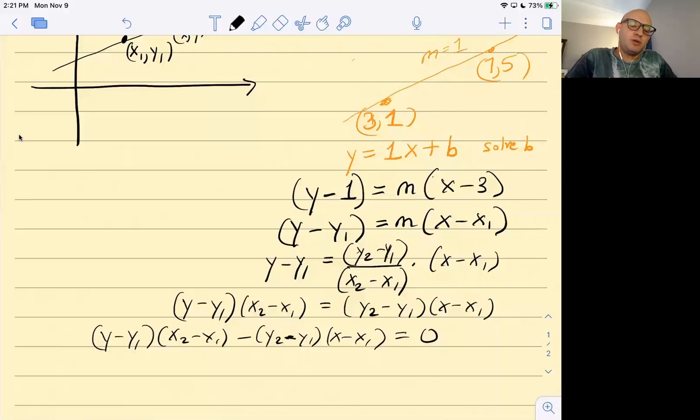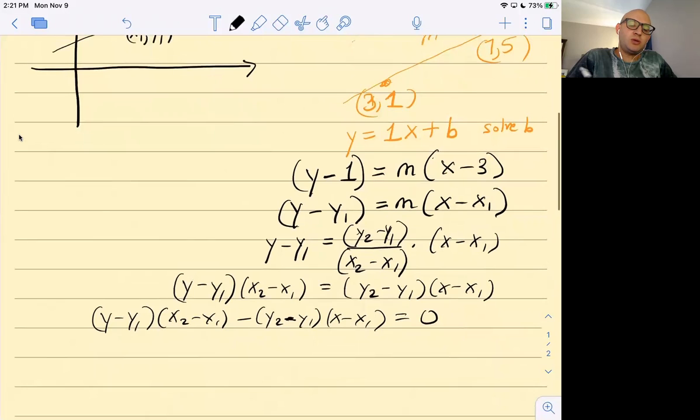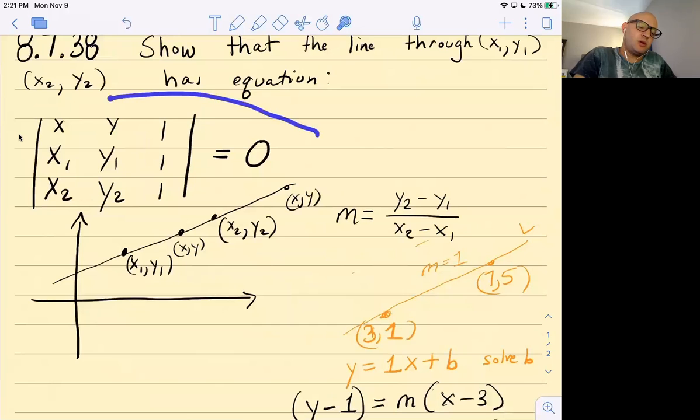If you FOIL these expressions out, what's cool is you'll get a pretty long expression. And what you can do is say, oh, look, this whole thing, when you expand it out, has to equal 0. But look at this. Look at what this is saying. Why don't we take the determinant of this matrix and set it equal to 0?